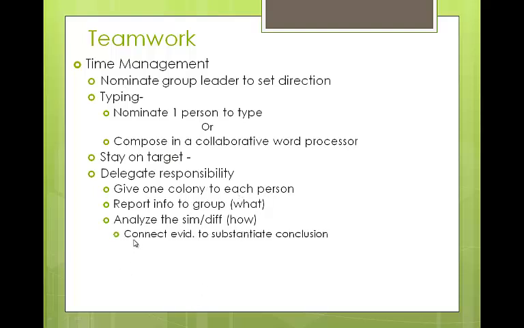Then identify the evidence that substantiates those conclusions of the similarities and differences that you've analyzed, and then explain how exactly those pieces of evidence are conveying that similarity and difference. Finally, identify the cause, and then make sure that the cause is also substantiated with some evidence. So that's how I would go about the teamwork.